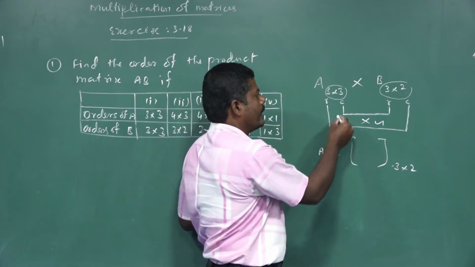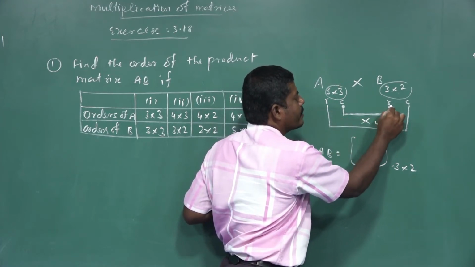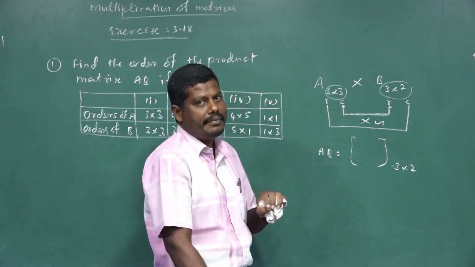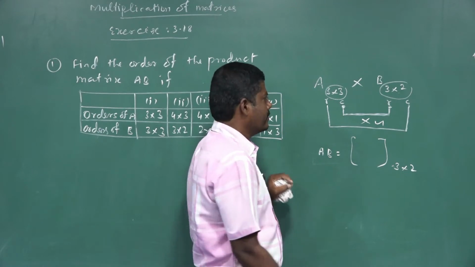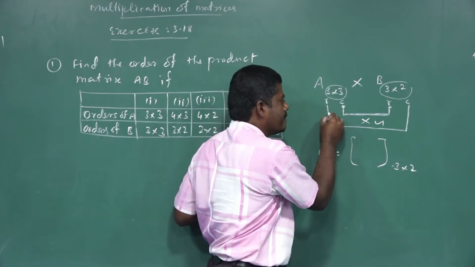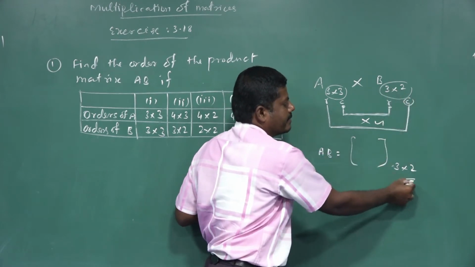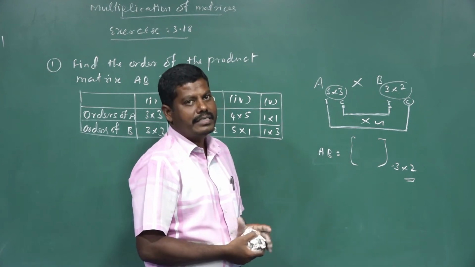Understand? So if the number of columns in the first matrix is equal to the number of rows in the second matrix, we can multiply AB. We can find AB. The order of AB is the number of rows in the first matrix and the number of columns in the second matrix. That means 3 by 2. The order of our result matrix is 3 by 2. Understand?